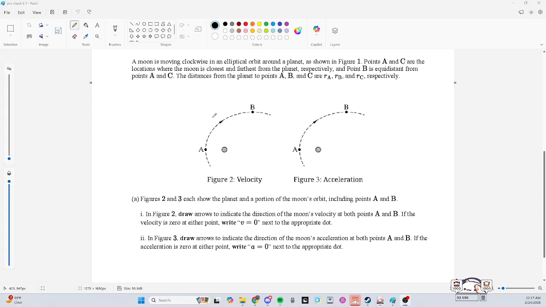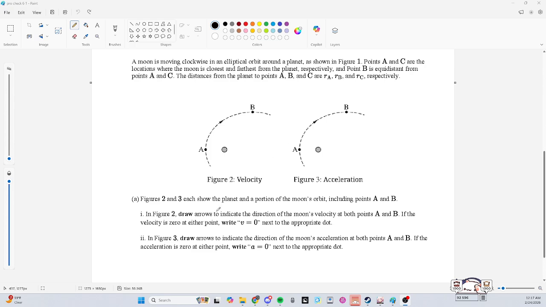A moon is moving clockwise in an elliptical orbit around a planet. Points A and C are the locations where the moon is closest and furthest from the planet, and point B is equidistant from points A and C. The distances from the planet to the points A, B, and C are RA, RB, and RC respectively.